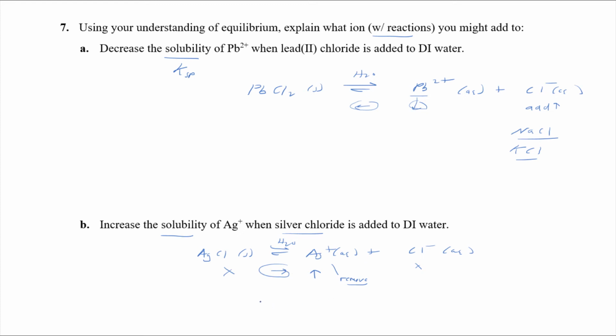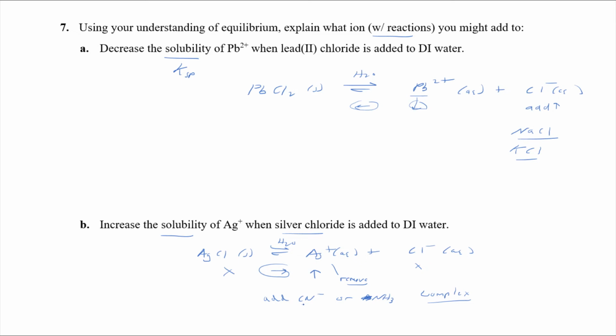And one way to do that would be to add cyanide or add ammonia, right? And why might that be? Well, you can form a complex ion. And you will have a list of complex ions and their K values on your exam. So you could add either of these.